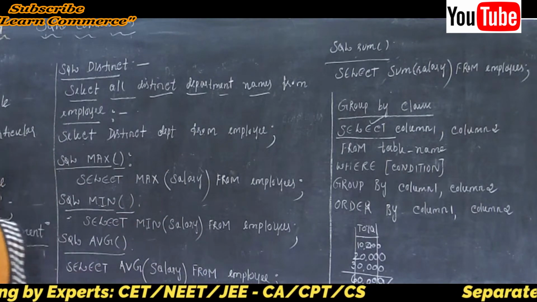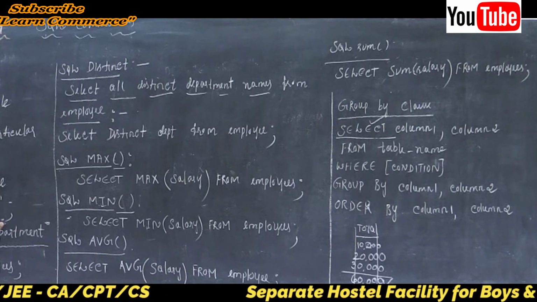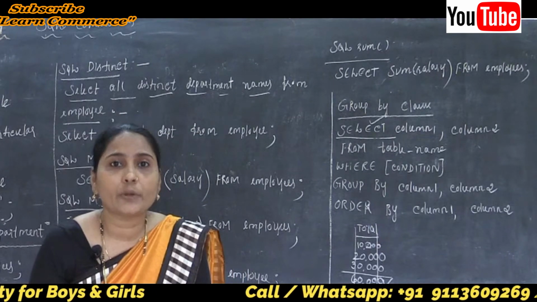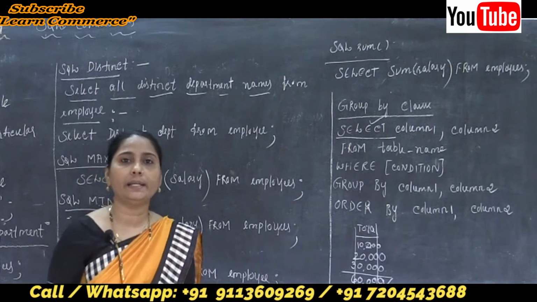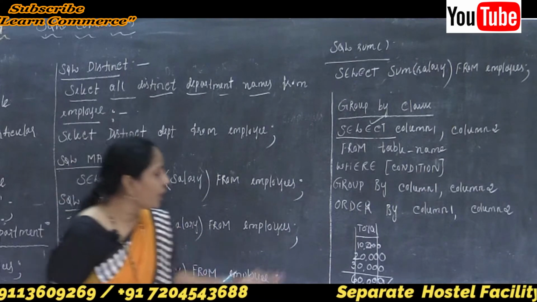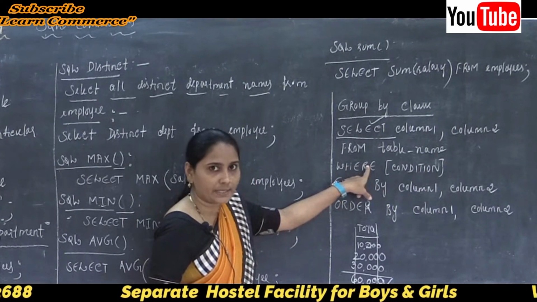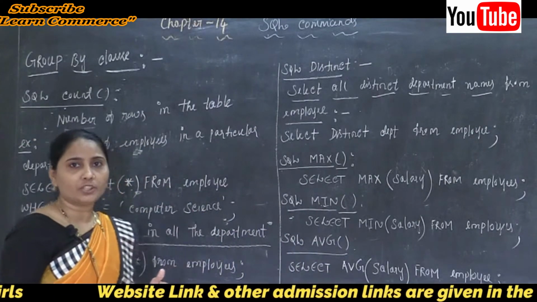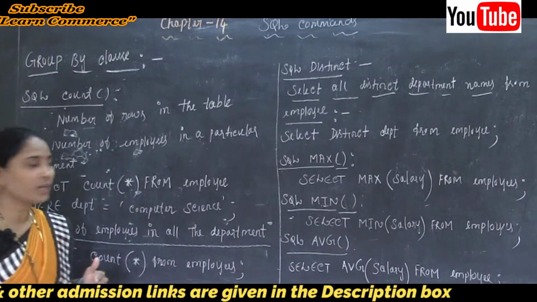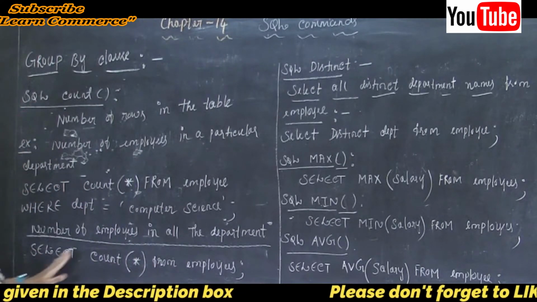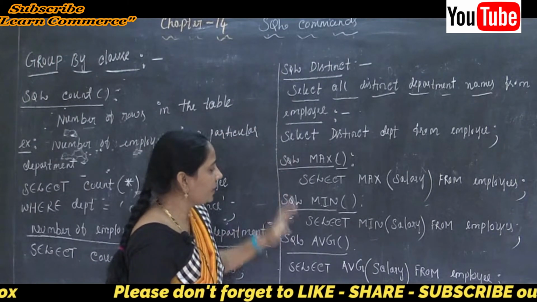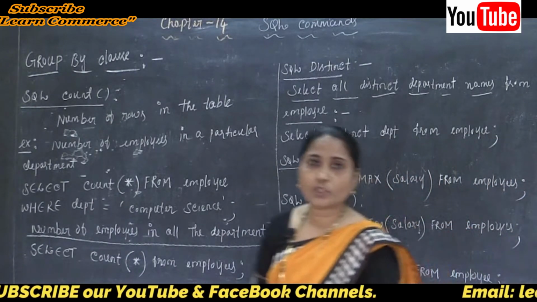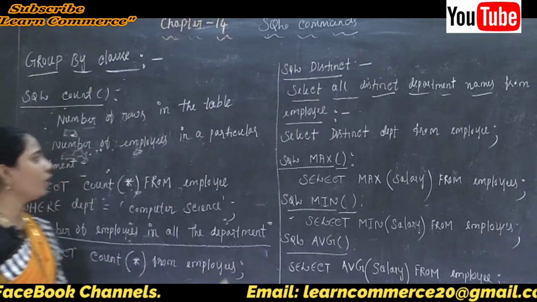So this is what we mean by arranging identical data into groups. The GROUP BY clause is used with the SELECT statement to arrange identical data into groups, and it follows the WHERE clause in a SELECT statement and precedes the ORDER BY clause. The group functions in SQL are COUNT, DISTINCT, MAX, MIN, AVERAGE and SUM. Now we are going to explain all those functions one by one.